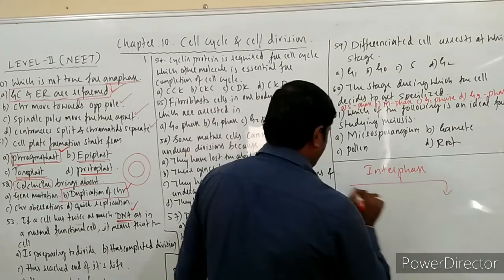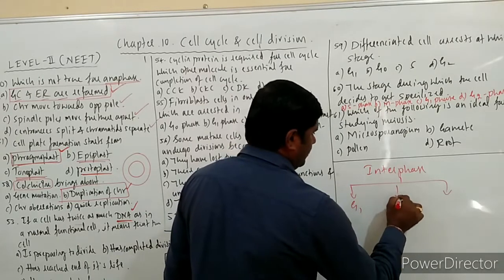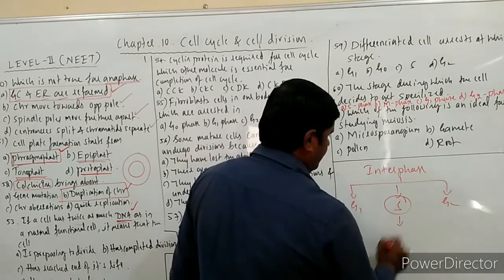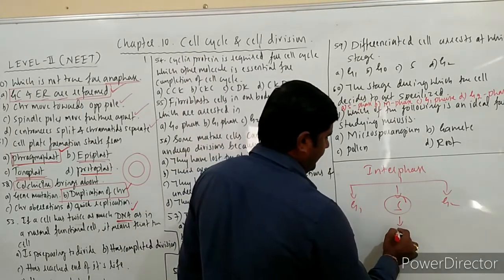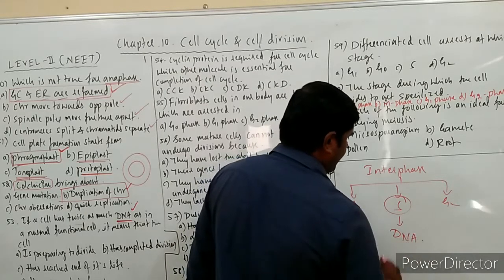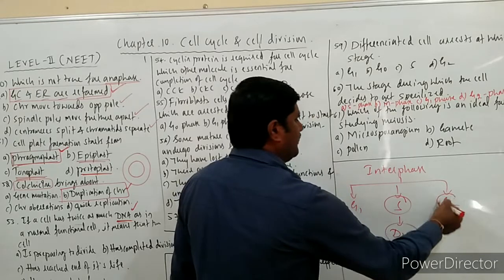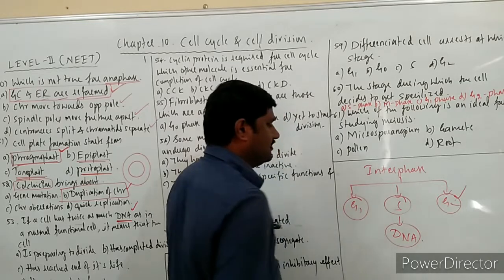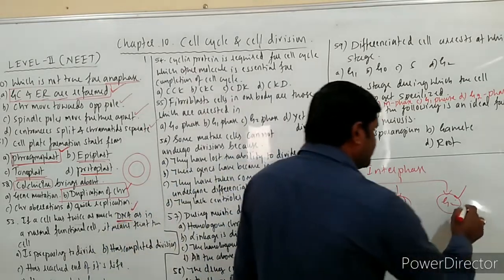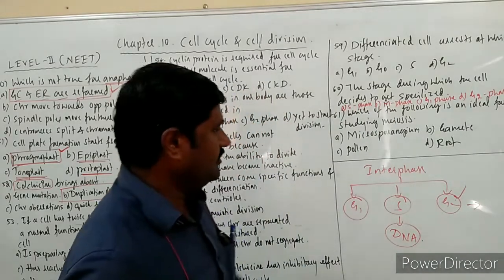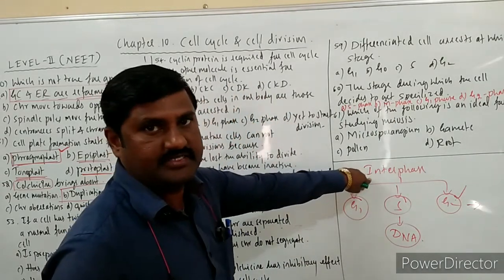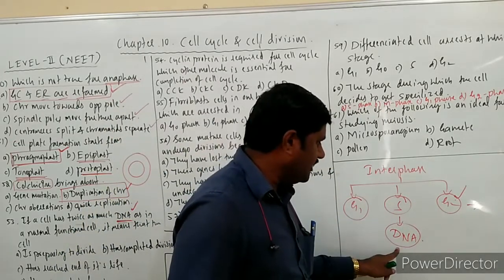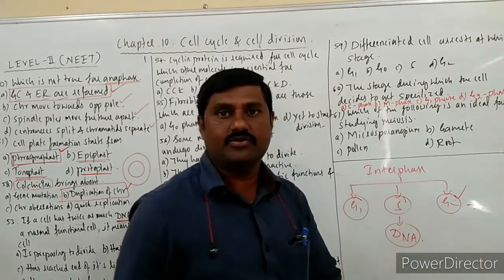Interphase has three phases: G1, S and G2. Among these, DNA synthesis or duplication of DNA takes place in S phase, and it leads to G2 phase. There also the preparation of some materials for duplication of cells occurs, and in G1 also. So it leads to cell division. Interphase itself is called the preparatory stage of cell division. Hence, after the DNA duplication, what happens? The cell is going to divide.